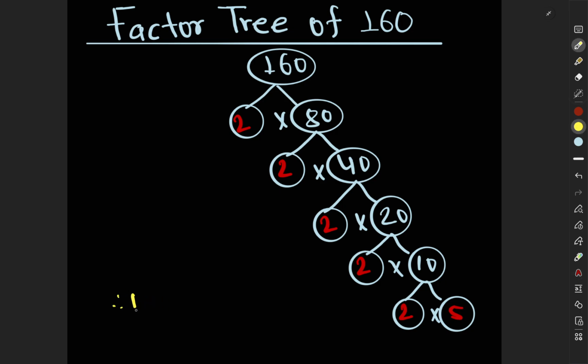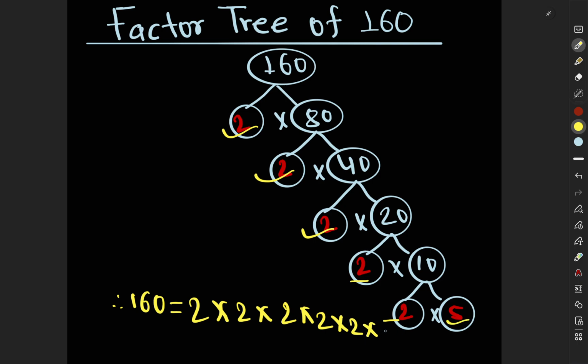So we can write 160 as the product of all these prime numbers, that is, this 2 times this one 2, so this 2, this both 2, and at last this 5.